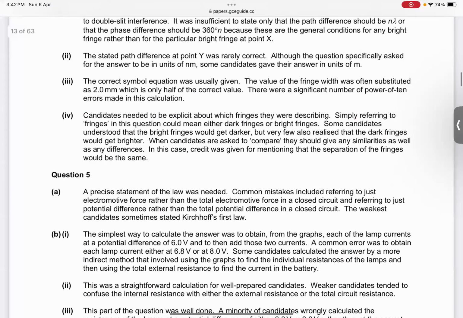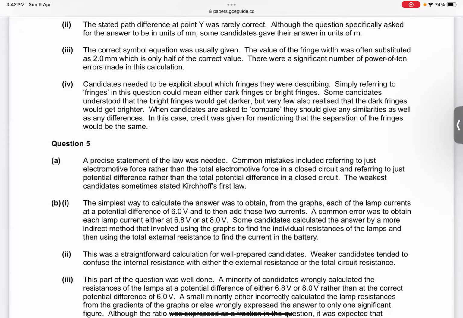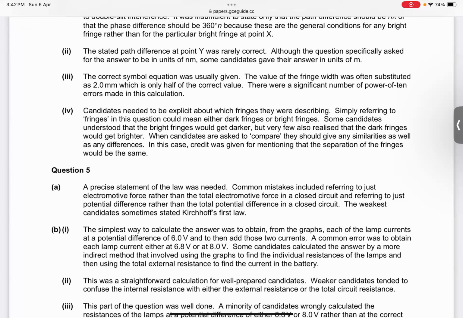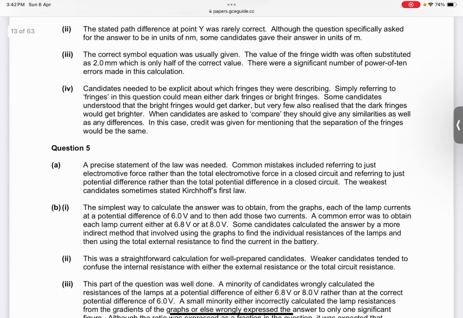So candidates, previously the correct symbol equation was usually given. The value for the fringe width was often substituted as 2 millimeter, which is only half the correct value. There were a significant number of power of 10 errors made. Candidates need to be explicit about which fringes they were describing. Simply referencing the fringe in the question could mean either the dark fringe or the bright fringe. So you have to mention the bright fringe and the dark fringe explicitly.